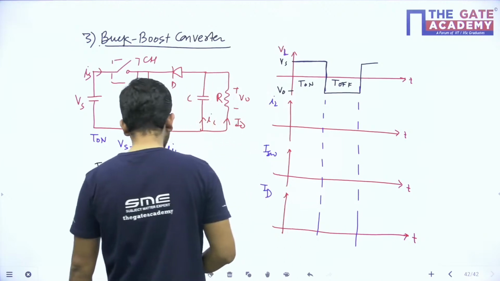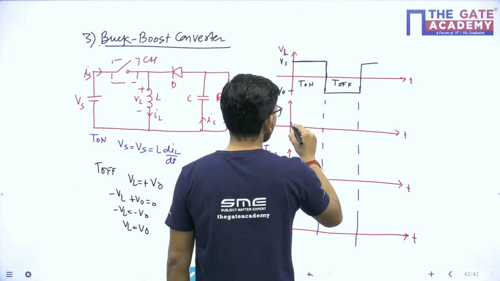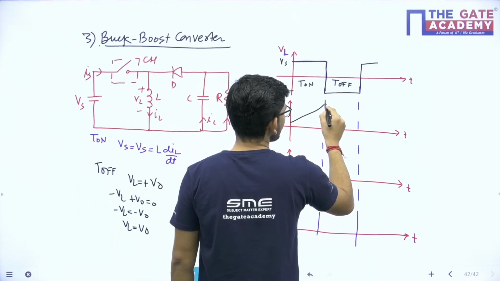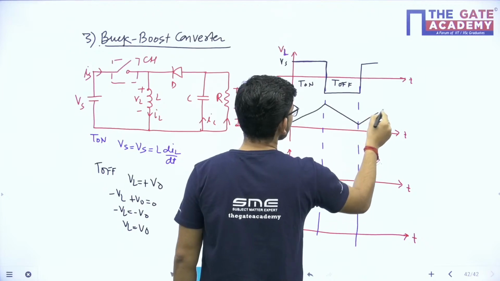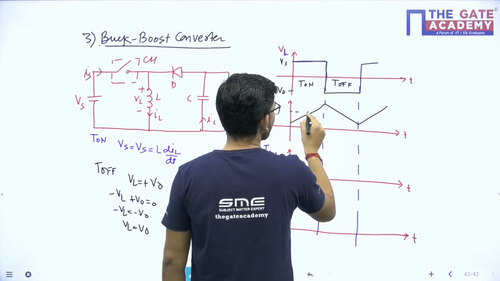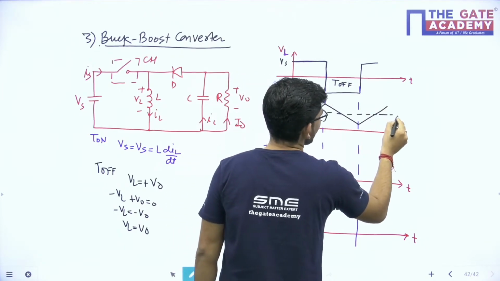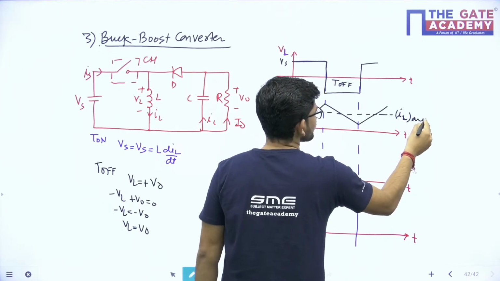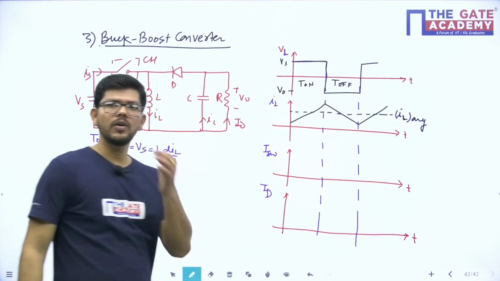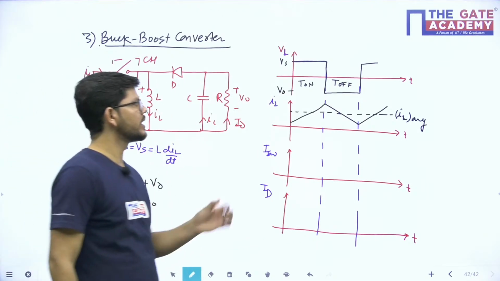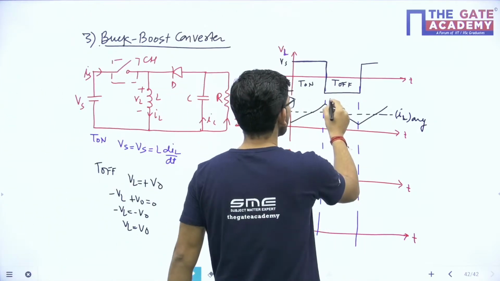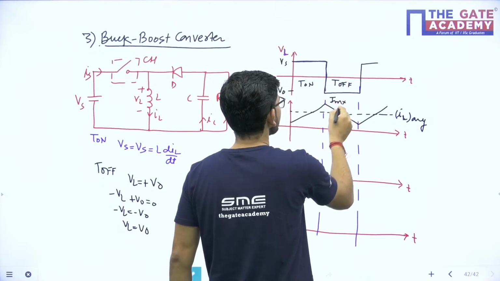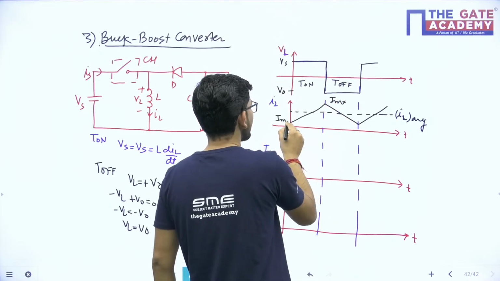What happens to the inductor current? Inductor current will increase during the on period and it will decrease during the off period. And the average of the inductor current will be IL average only here. It is not equal to I naught, or to the source average current. It is IL average, known by its own identity here. This is I max, this is I min.